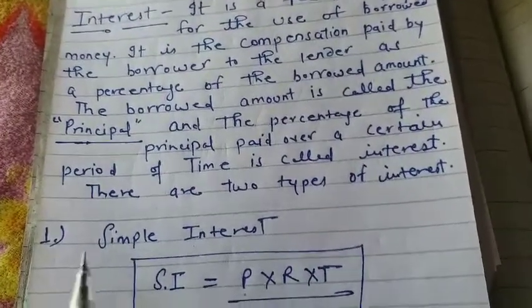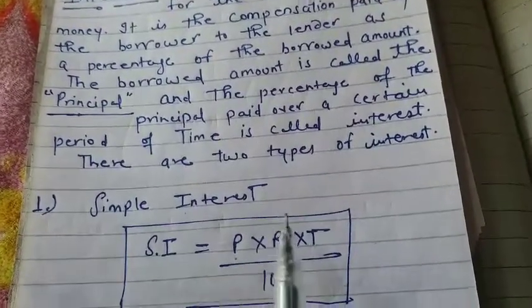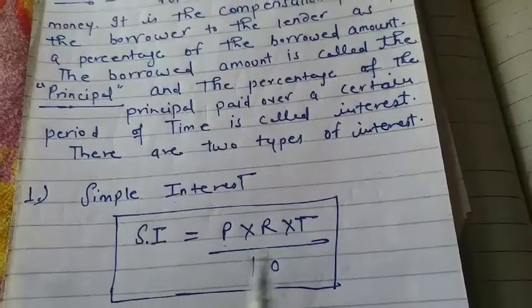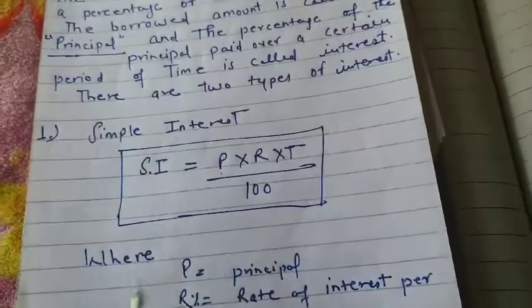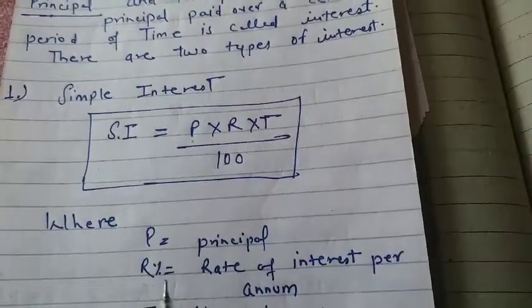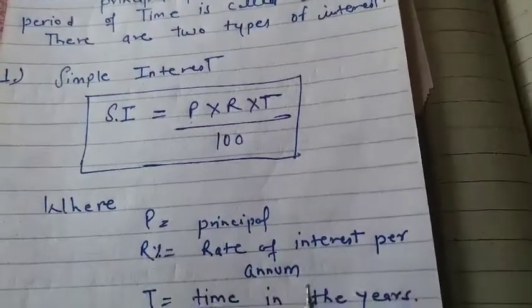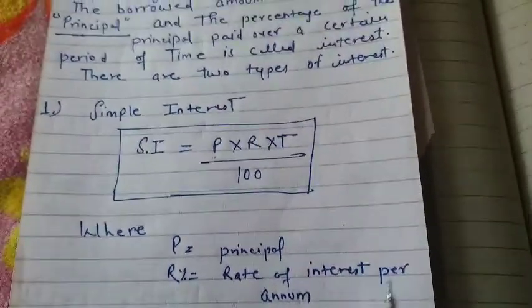For calculating simple interest, we know the formula of simple interest, that is SI equals P into R into T divided by 100, where P is known as the principal, R is the rate of interest per annum, and T refers to time in years.